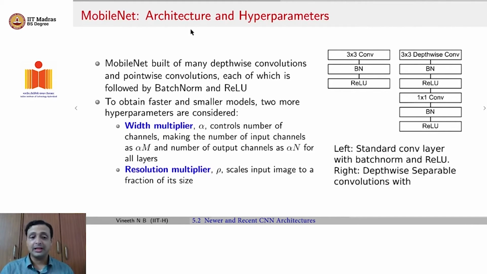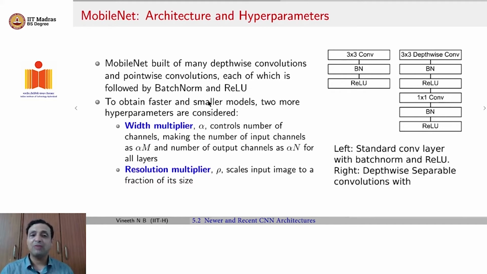The MobileNet architecture also had a couple of other components to help improve the performance. After the depthwise convolution, they had a batch norm and a ReLU layer, and after the pointwise convolution, or rather 1 cross 1 convolution, they also had a batch norm and a ReLU layer. That's what they found to give good empirical performance.